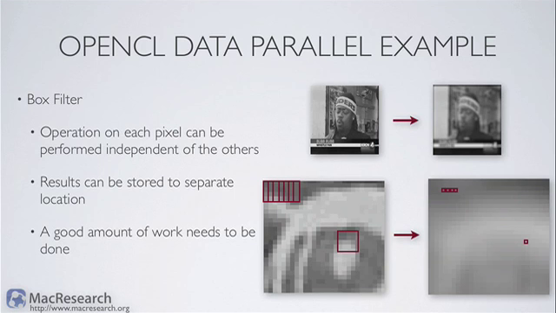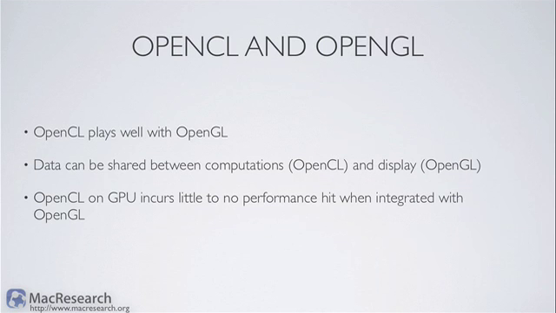So this is one example. How does OpenCL fit into other technologies that we might be interested in? Again, I'm using image processing as an example here. What about things like graphics and whatnot? OpenCL was also really designed to work with OpenGL. OpenGL is a graphics programming language. Most of you probably know it and are familiar with it, at least in name. And like I said, OpenGL is also maintained by Khronos.